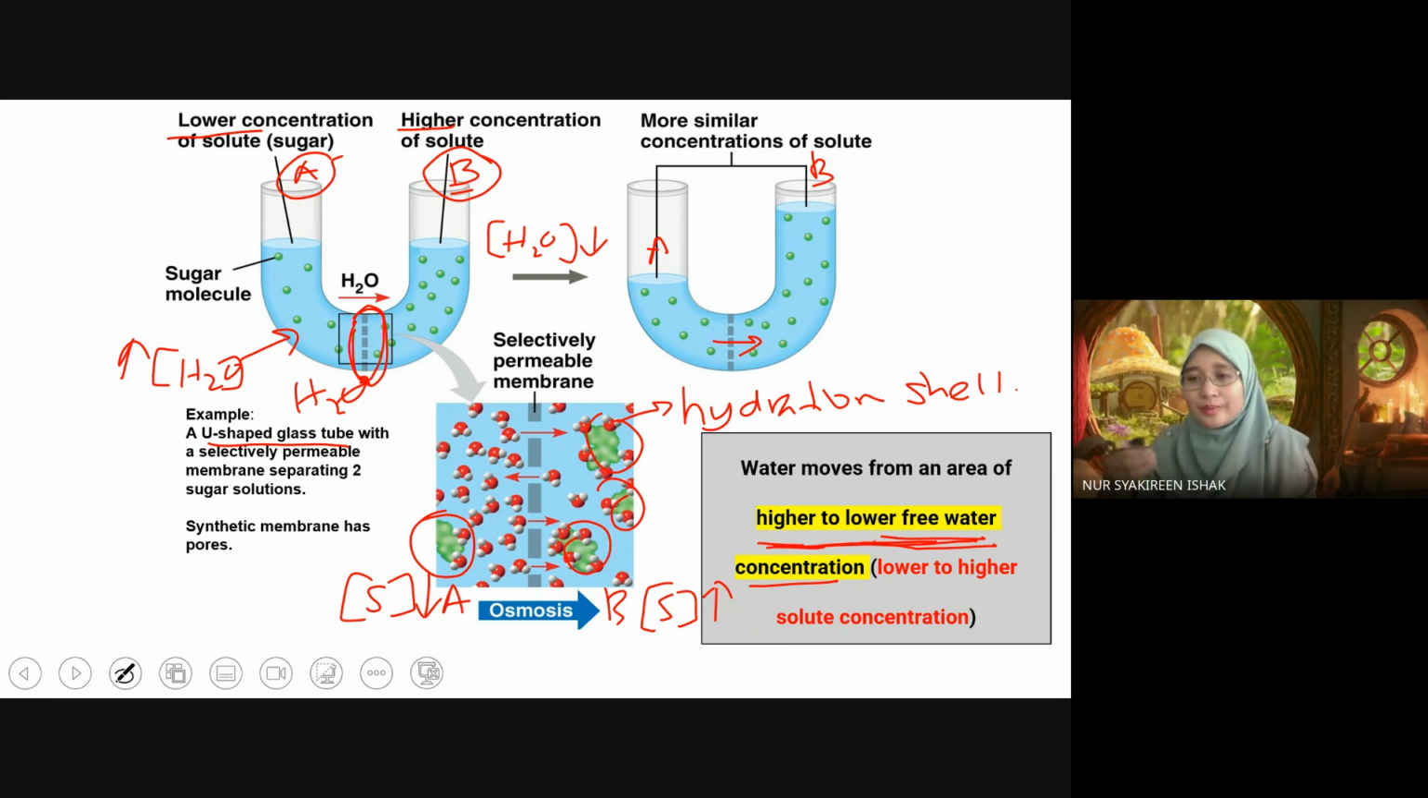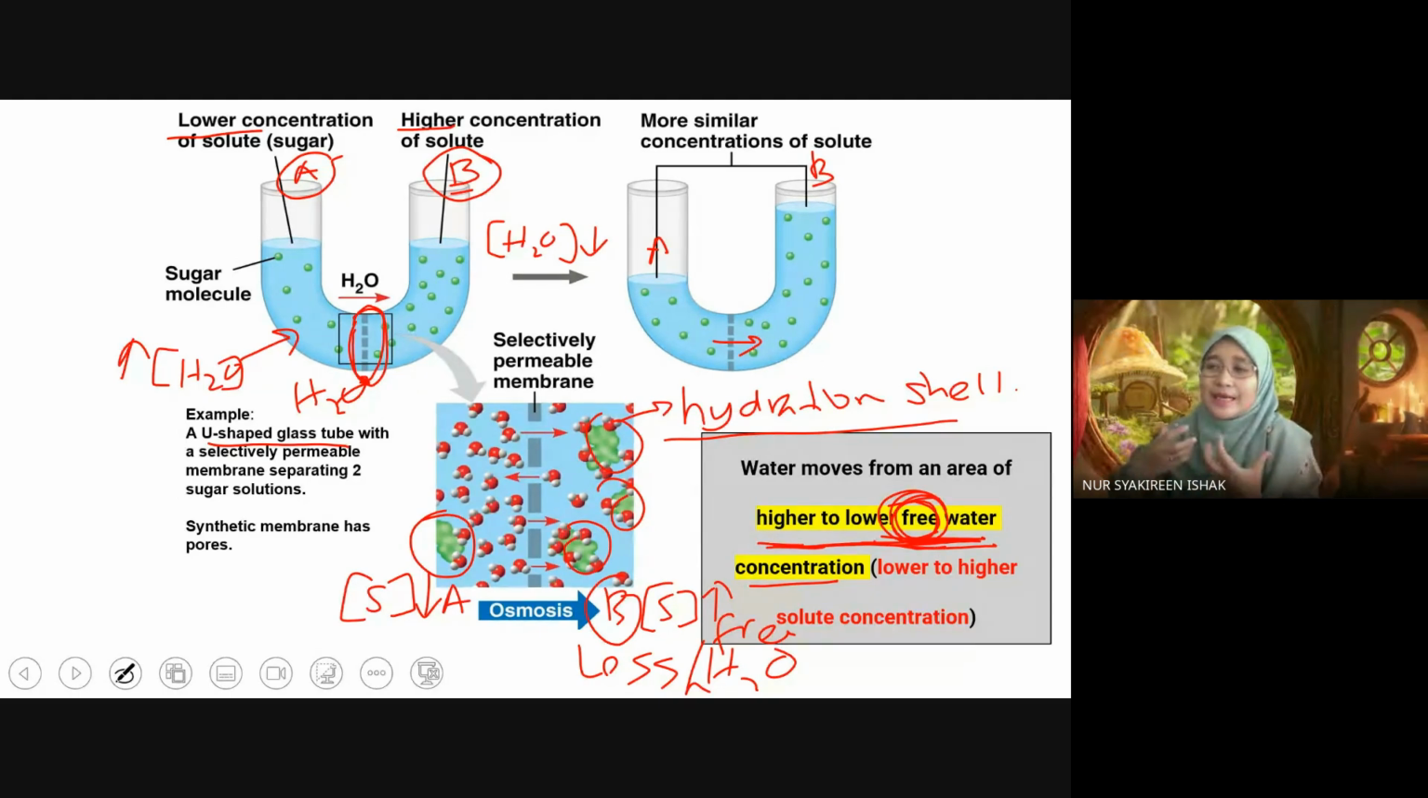So more water will be required to surround the solute, causing the solute to dissolve in the solution. So when more water is involved in the formation of the hydration shell, causing solute to dissolve, side B will have less free water available. Why does it use the word free? Because it is water that does not get involved in the formation of the hydration shell that causes the solute to dissolve. That's why it uses the term free. Understand? Free water is available and can move. It doesn't get involved in the formation of the hydration shell.